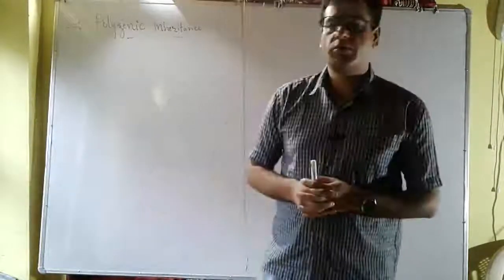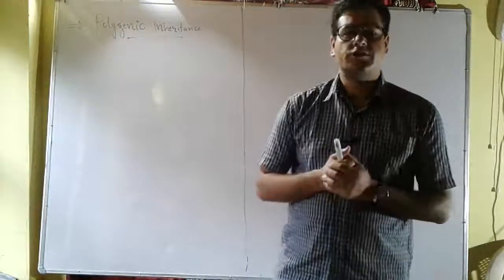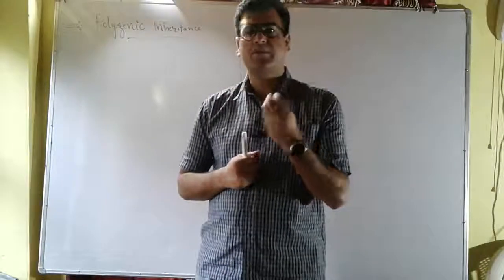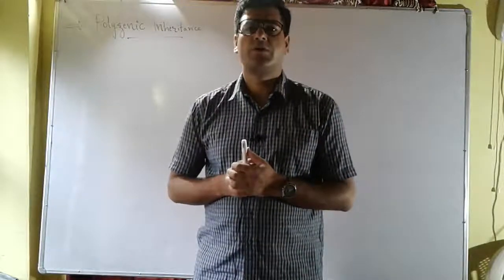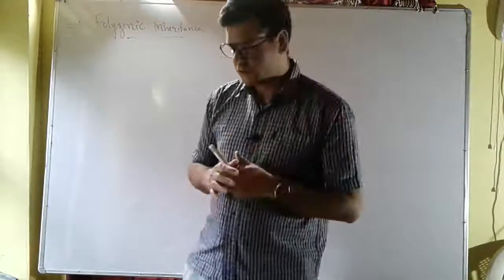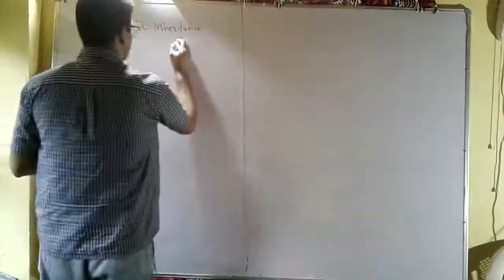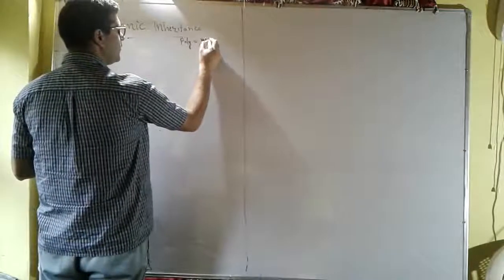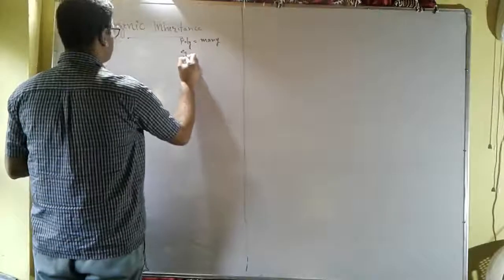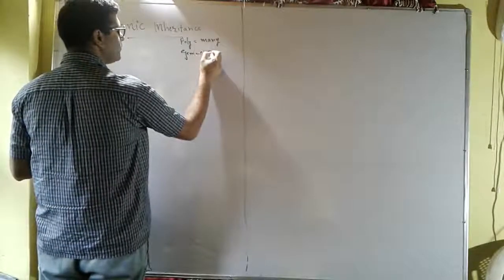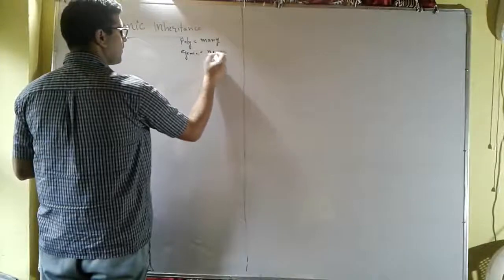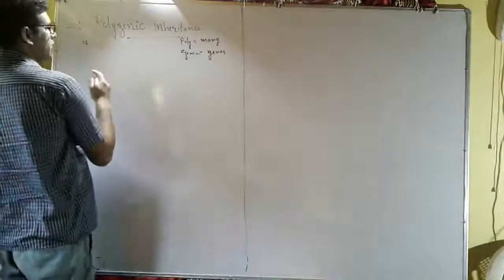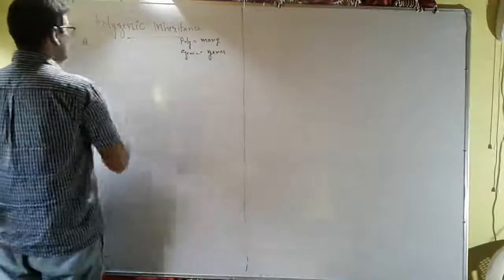Today we will talk about polygenic inheritance. What is polygenic inheritance? Polygenic inheritance means simply that many genes are required for the full expression of a phenotypic trait. That is, polygenic: poly means many, and genic means genes. That is, many genes are required for the full expression of a phenotypic trait.